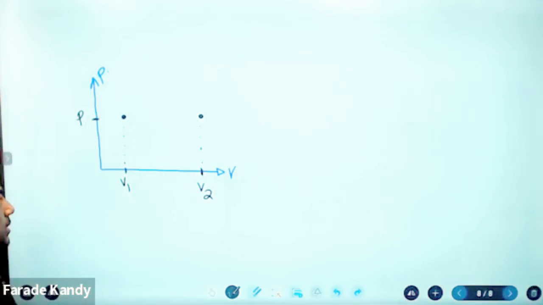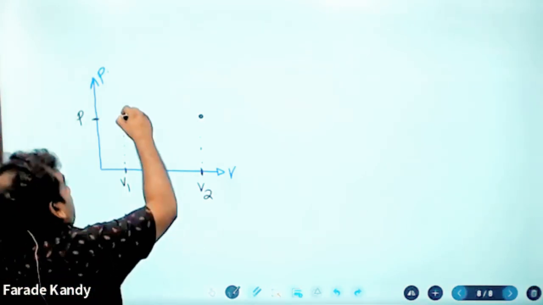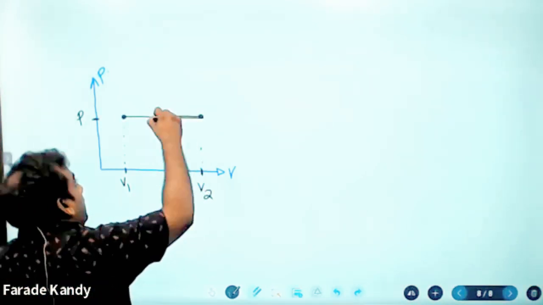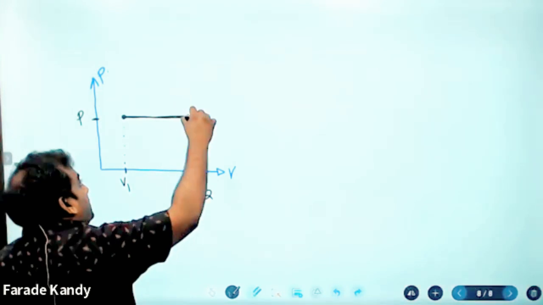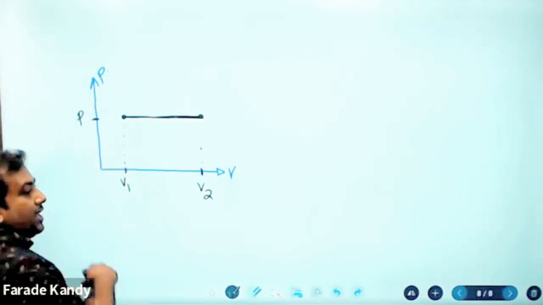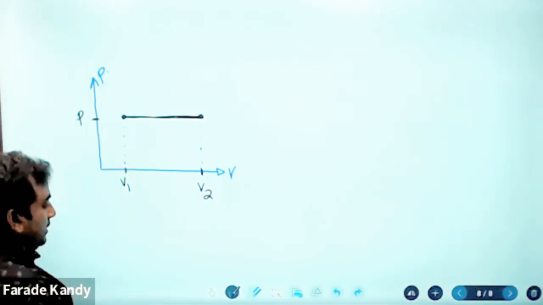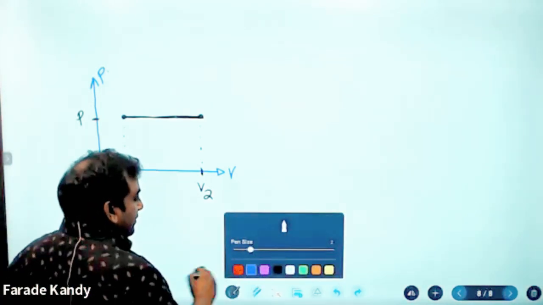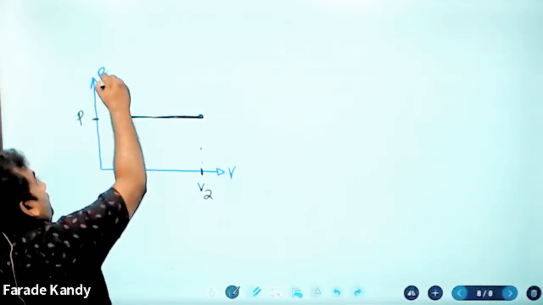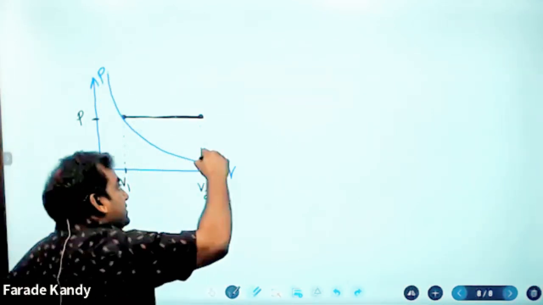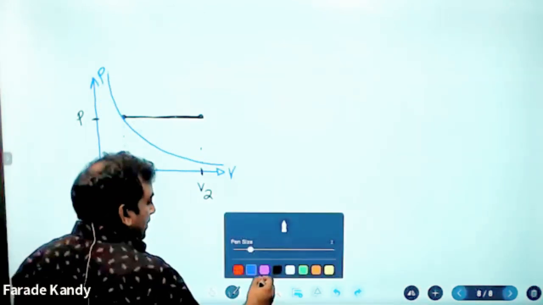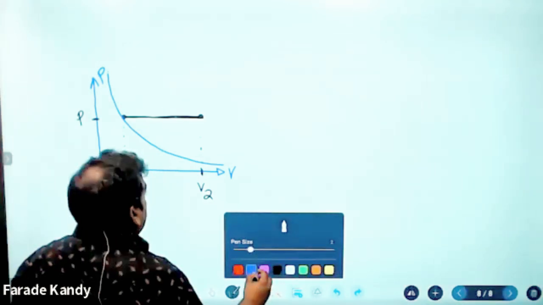Okay. So actually, this is how you represent Charles' law in a PV graph. You might say, sir, how do you know this is the one? Can you remember? In the PV graph, we drew the isothermal line.